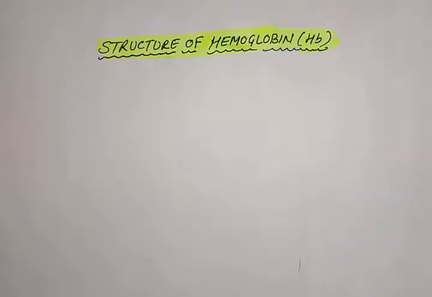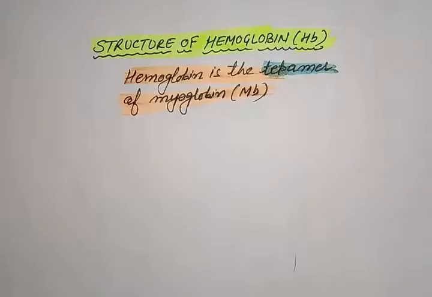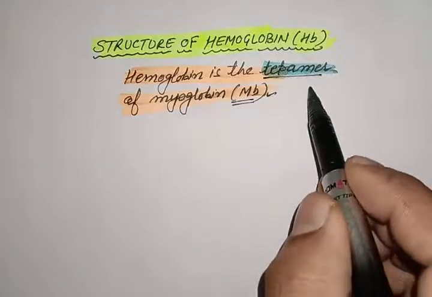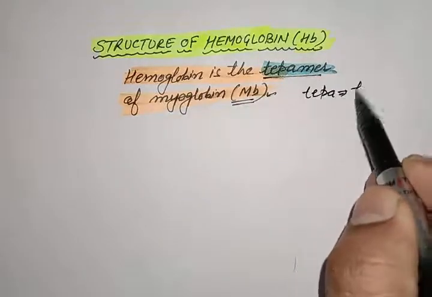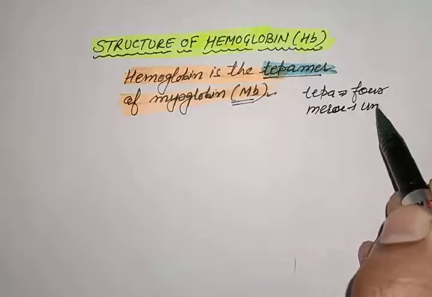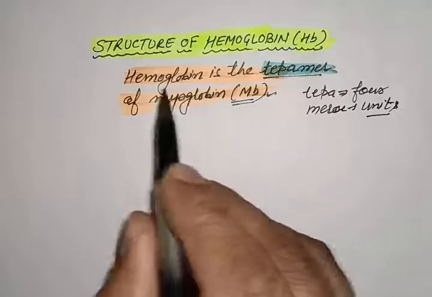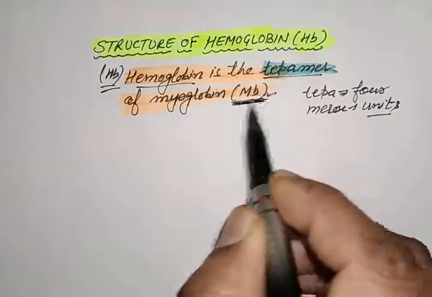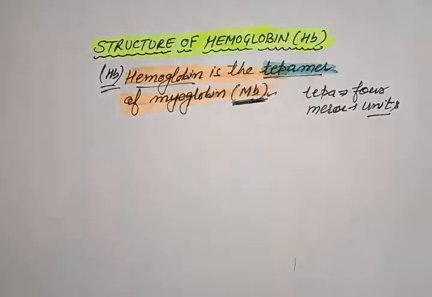The next topic is the structure of hemoglobin. Hemoglobin is the tetramer of the myoglobin. Here tetra means 4 and meros means units. So in hemoglobin there are 4 units which are present in the myoglobin.